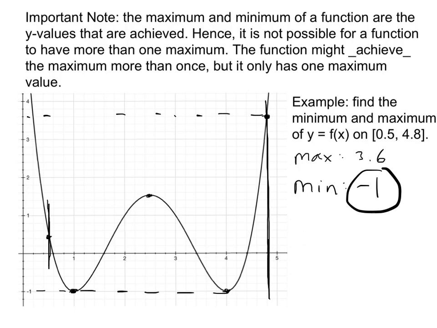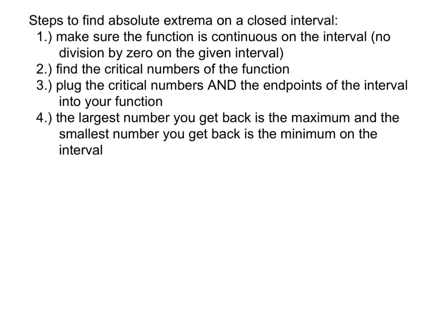Okay. In the next slide, I'm going to go into what the steps are that we use to actually do this for real problems. So the steps to find the absolute extreme on a closed interval, there are basically 4 steps. Step 1, make sure the function is continuous in the interval. If it's not, all kinds of wacky things can happen, because as soon as you've got an asymptote, you're kind of out of luck. And let me draw you a quick picture of that.